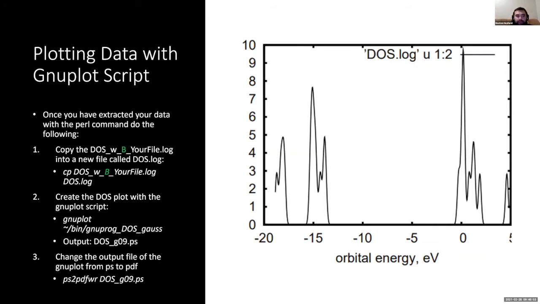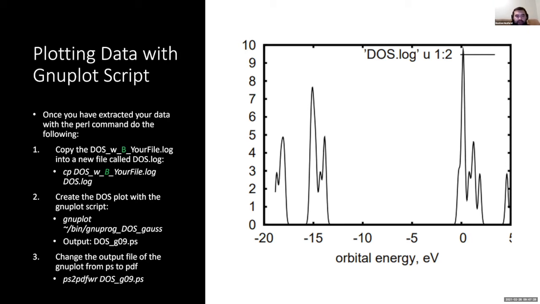So to plot with GNU plot, once you have extracted your data with the Perl command, you need to do the following. This is the script method. This is, again, a pre-made script you can run that will just extract all your data and plot it for you, which is very useful, but I'm going to be talking about the manual way to do it a little bit later. So what you need to do is copy your density of state file that you got from Perl into a new file called dos.log. Just renaming it there so you're not actually doing any different kind of calculations with it.